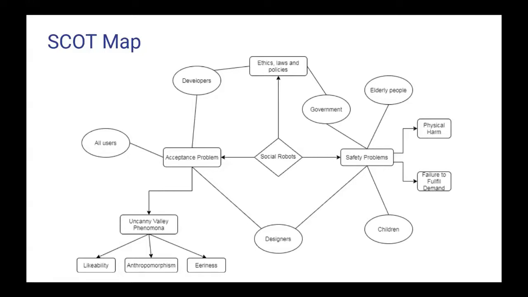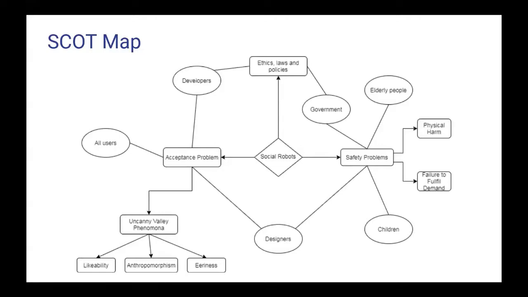In conclusion, we can say that if we approach this case using SCOT theory, this technology has not reached closure yet, because there are still various designs of social robots. It's still in the interpretive flexibility period, and research about this topic is still going on. Both human-like and machine-like robots coexist, so you can say that it's a multidirectional model.